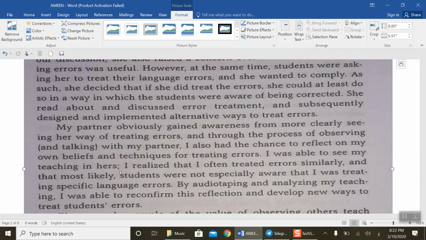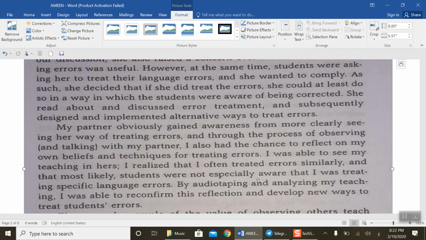What Mr. Ali is doing are the same as mine, they are like my ways. I realize that I often treat errors similarly, in the same way that Mr. Ali treats the errors with his students, and that most likely students were not especially aware that I was treating specific language errors. The same thing, even within my class students do not notice my errors. So both of us get benefit.